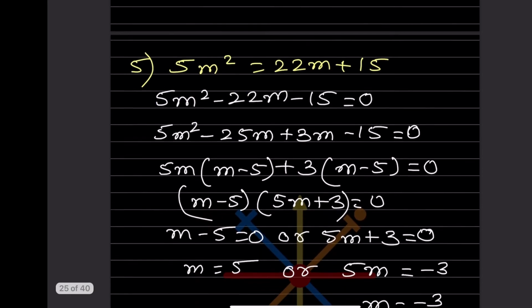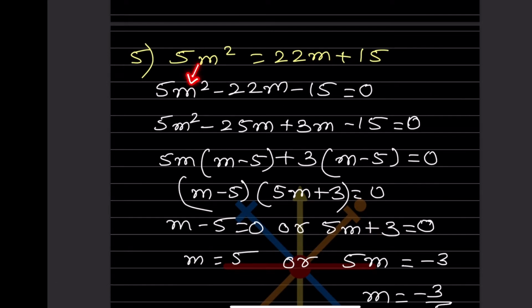So now what will you do? This will be on the same side. When we take 22m from the right to the left hand side, that is going to be minus 22m. Again this plus 15, if we take it on the left hand side, it is going to be minus 15. So now you can see this is the standard form of the equation, that is ax square plus bx plus c is equal to 0.